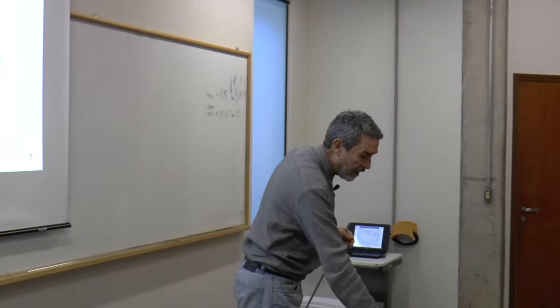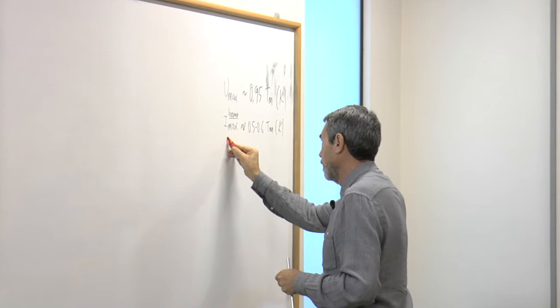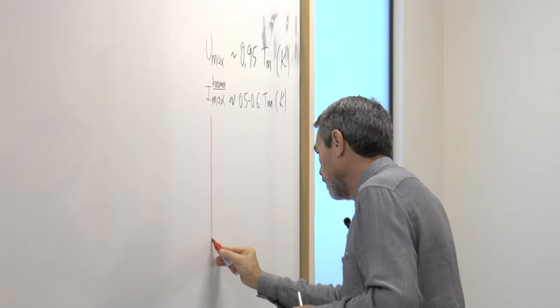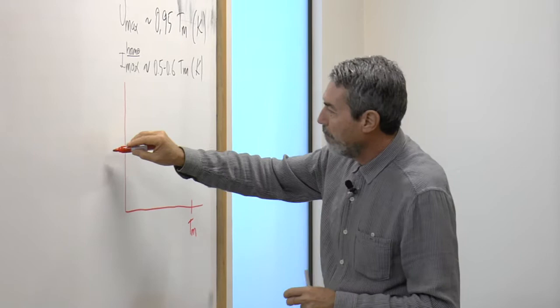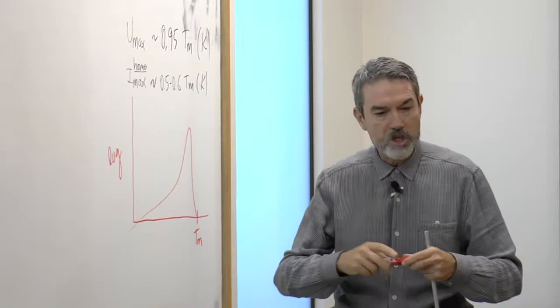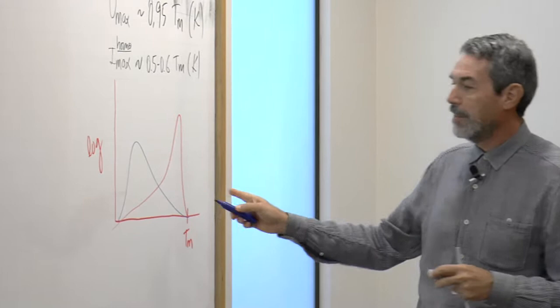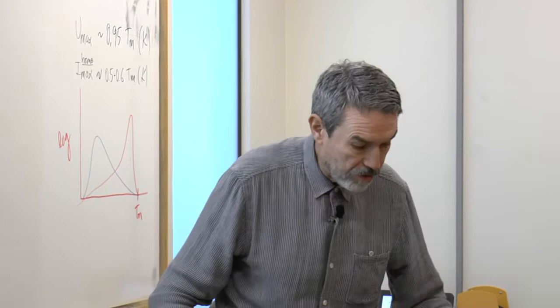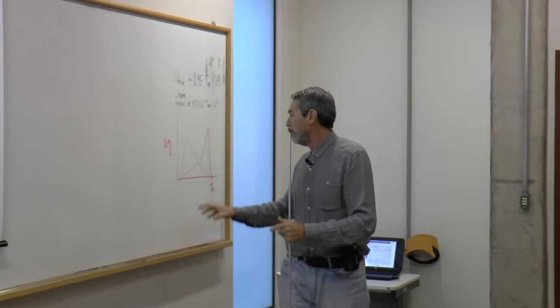In logarithmic scale, these two curves overlap, and they're never zero. They're only zero at the melting point. So if we have a melting point here, and we plot in log scale, the growth rate will come here and will never be zero, and the nucleation rate will peak somehow here. So they're never zero. Don't be deceived by some papers or books when you see linear scale versus logarithmic scale. This is the real picture.